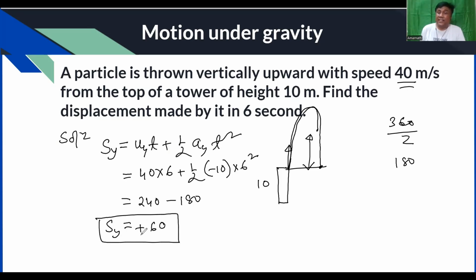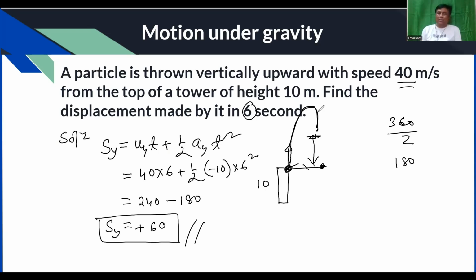Means plus 60. So what does it mean? It means in 6 seconds, particle is at a height of 60 from the point of projection. Okay? It is not below. If I get minus something, it will be below. If I get 0, it means it will be at the same level. But now I get plus 60. So it means it is somewhere above only. I don't know it is coming back or not, but it will be at certain height only. That is my interest only.